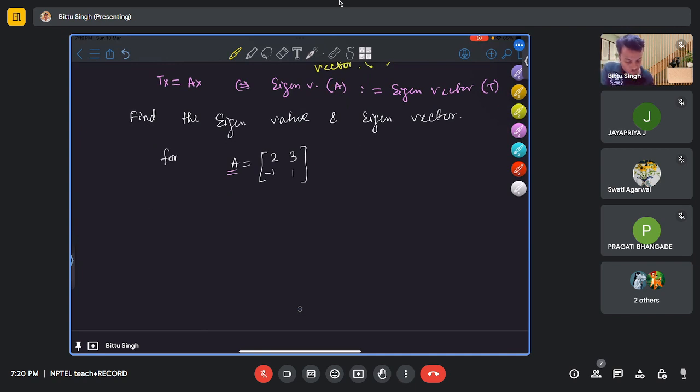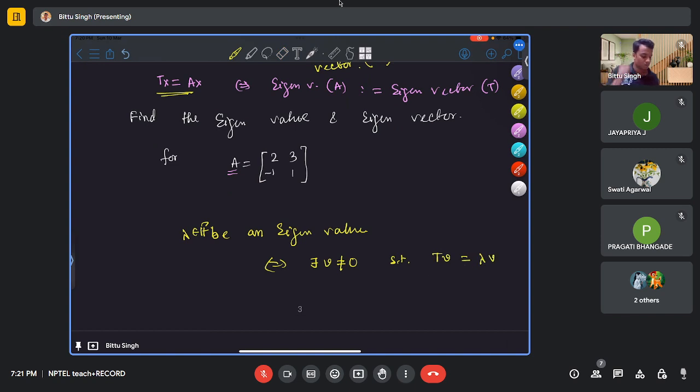So consider T(x) equal to Ax. When lambda, a scalar, is an eigenvalue, this will happen if there exists a non-zero vector, denoted by v, such that T(v) is the same as lambda times v, right?